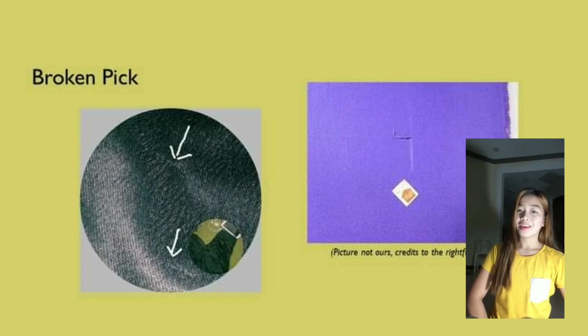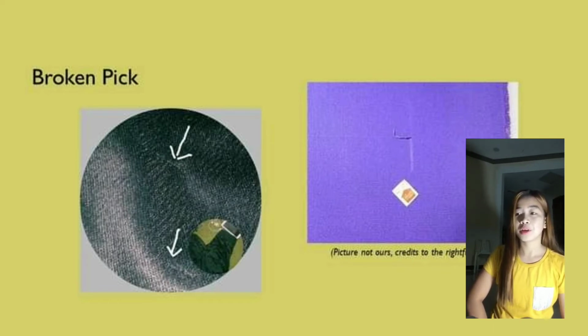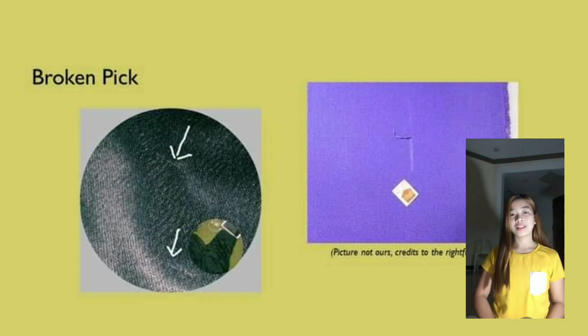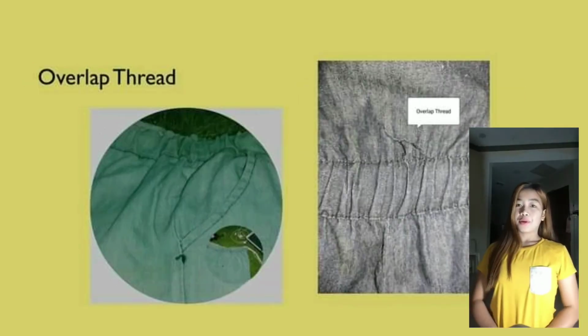Next is the broken pick. This defect is visible as a broken filling yarn in the woven fabric, usually as a sharp discontinuity in the weave pattern over the pick length. It is the result of a machine not functioning properly, as well as weaving personnel not being able to identify and promptly replace any broken picks. It is considered a minor defect since it is not noticeable and can be prevented through putting a design on it.